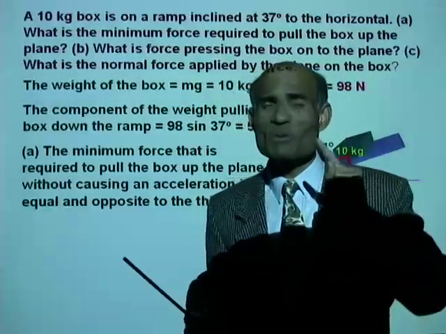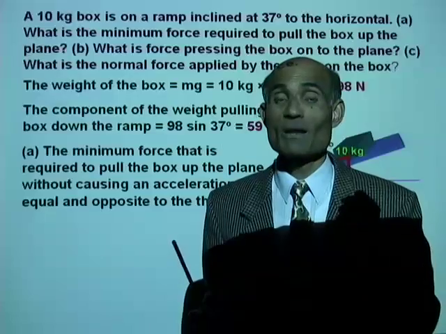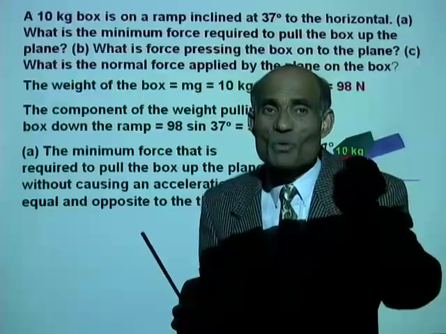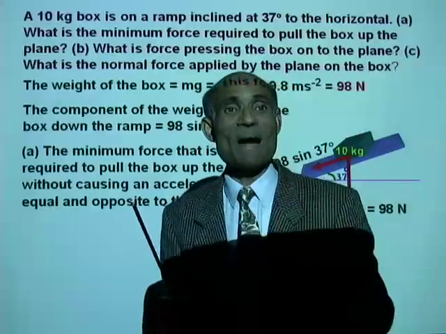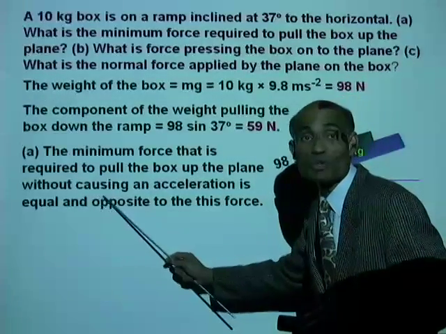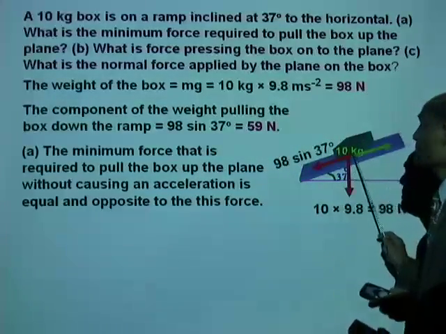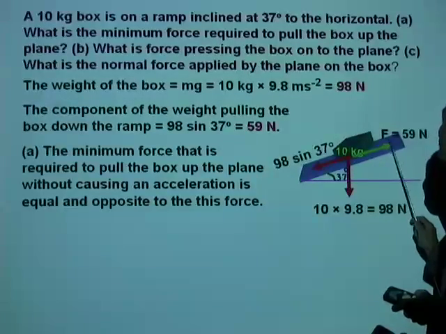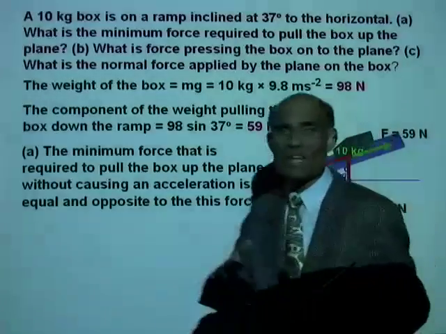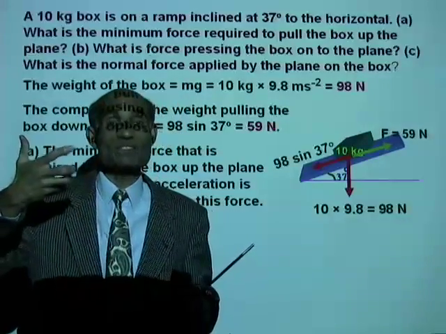Well, some of you would say, but don't you need a bigger force than 59 Newton? Well, remember, if there is a net force, it's going to produce an acceleration. We want the state when the forces are balanced. So, in order to pull the box up the plane without causing acceleration, we need an equal force in the opposite direction. So the amount of force you require to pull the box up the plane is 59 Newton. That is the minimum force you require to pull it up without any acceleration.